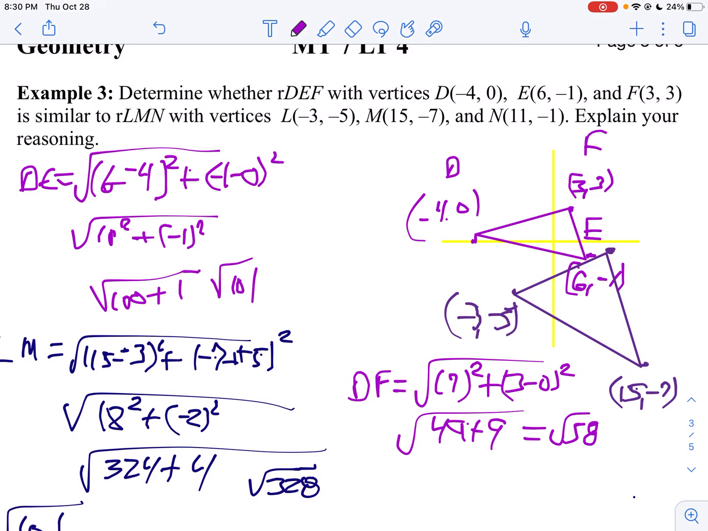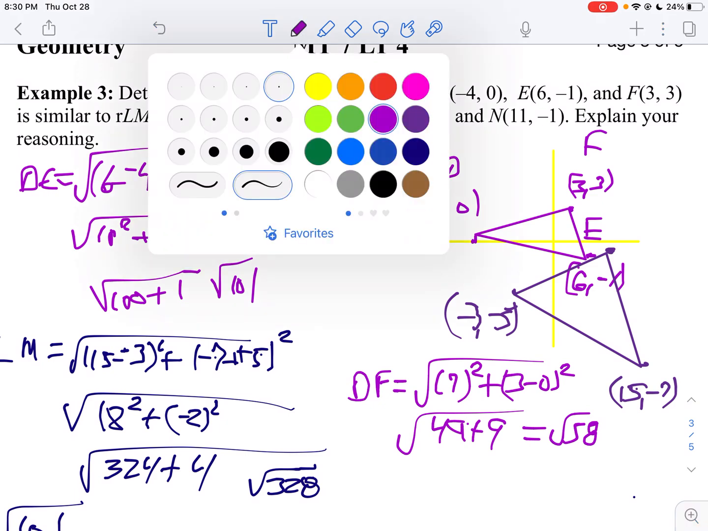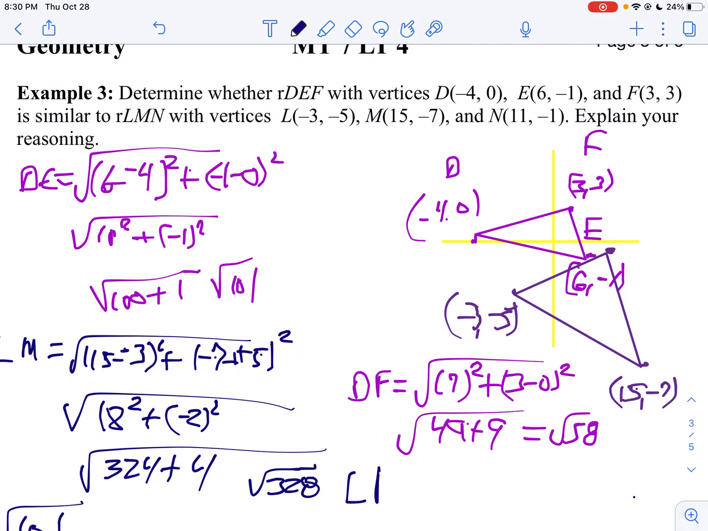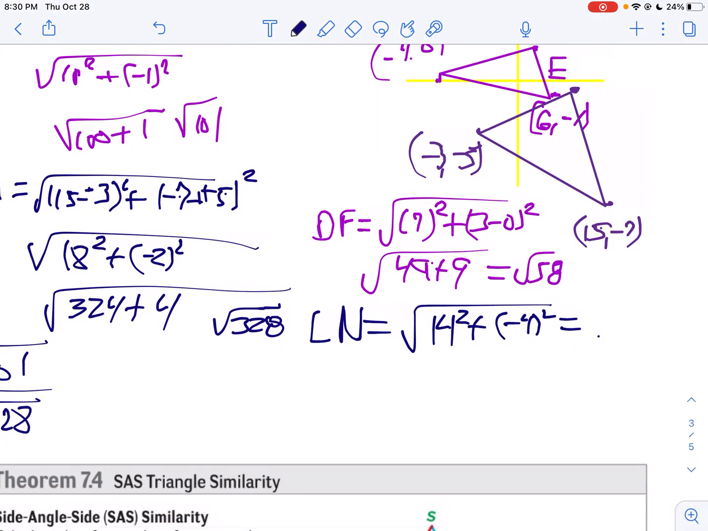And let's compare that to LN. So LN would be the distance, subtract my x's, so 11 minus a negative 3 squared, or 14 squared, plus negative 1 minus a negative 5, which would be negative 4 squared. So then we're going to get 196 plus 16, and 196 plus 16 is the square root of 202.